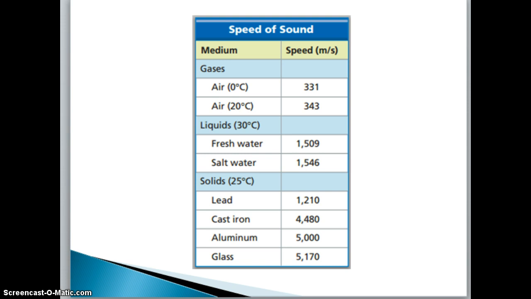So if we look at this chart, you can see that through air at 0 degrees Celsius, sound moves at 331 meters per second. The air at 20 degrees Celsius moves a little bit faster at 343 meters per second. And you can see the different speeds at which that sound will move. And 20 degrees Celsius is about room temperature. So that just gives you a starting point.